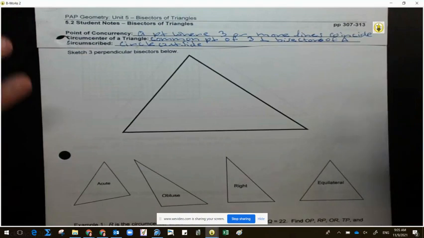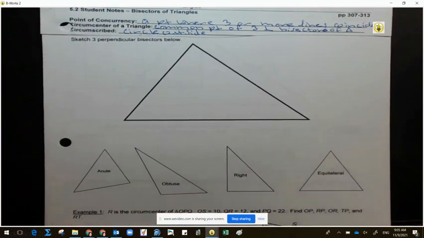So we have our points of concurrency. In general, it means a point where 3 or more lines coincide, meaning where they intersect. It's a fancy way of saying that. Circumcenter, we already started that yesterday. It's where 3 perpendicular bisectors meet.